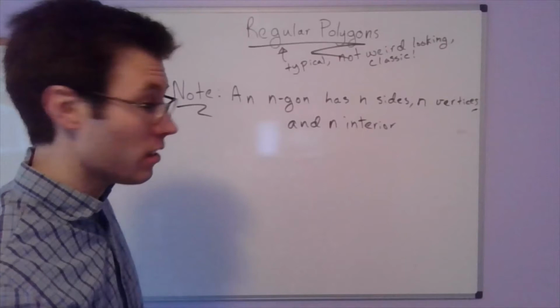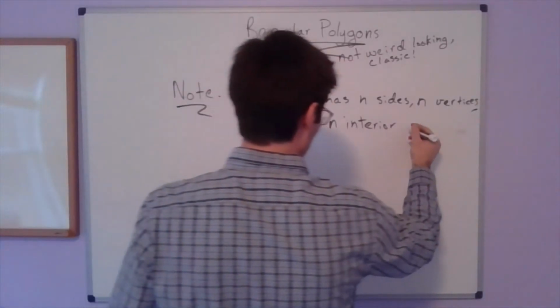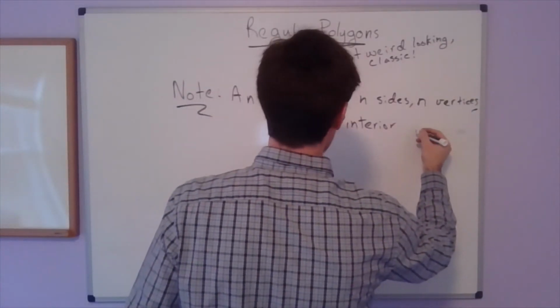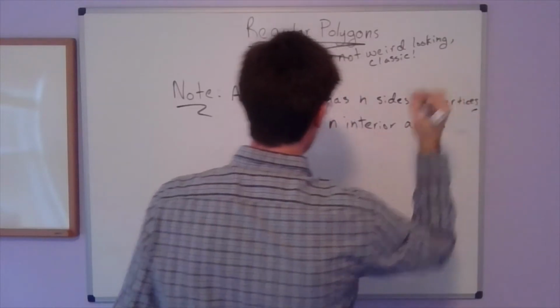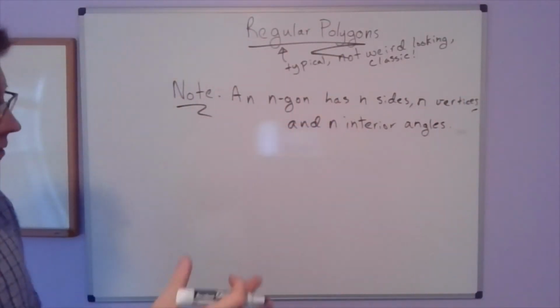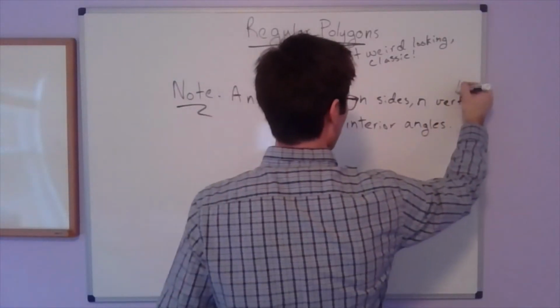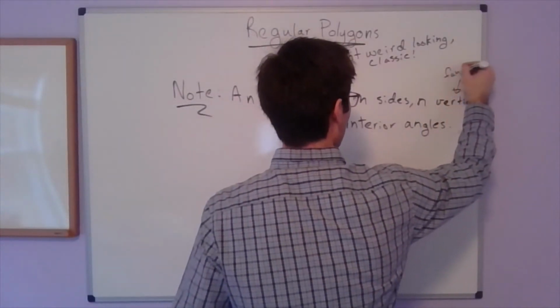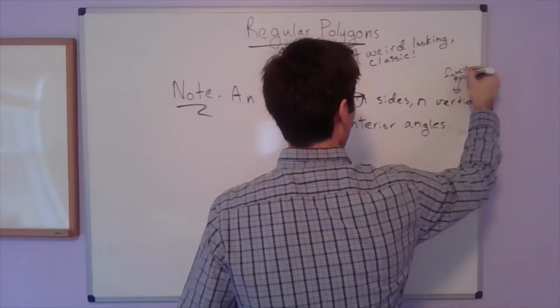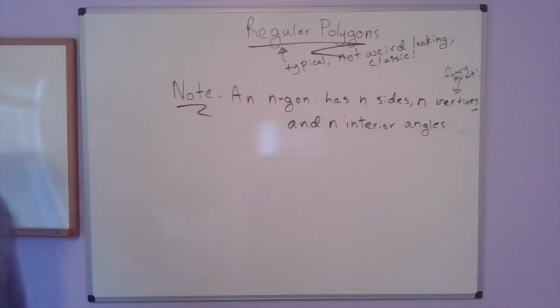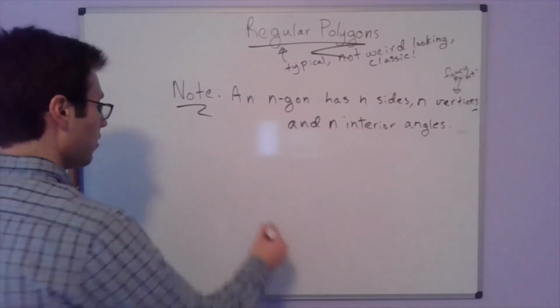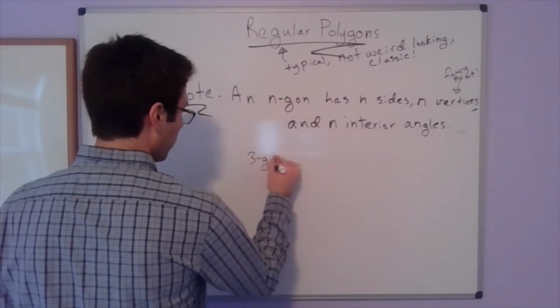All of those facts are important to understand, and it might seem automatic. The reason why is it's an induction proof. It's kind of complicated, but all right. So an n-gon has n sides, n vertices. A vertex is a fancy word for a point, and n interior angles.